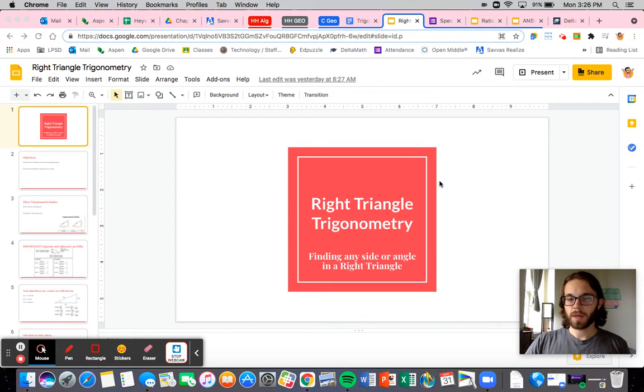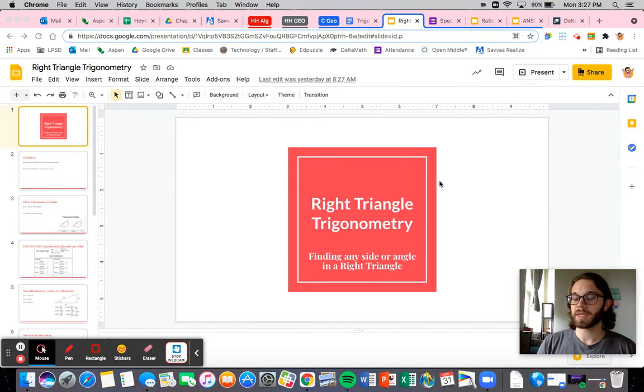Hi everyone, just wanted to take a minute to talk a little bit about right triangle trigonometry, which is going to be a method that we're going to use to be able to solve for a different side of any right triangle. Now you might be asking yourself, well, why not use the Pythagorean theorem or something like that, or any of the special right triangles we already talked about?